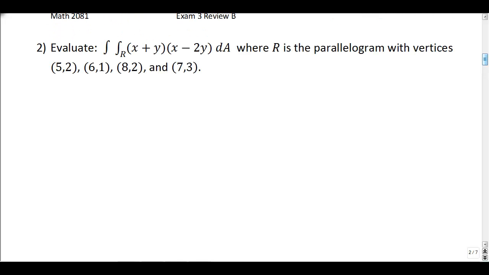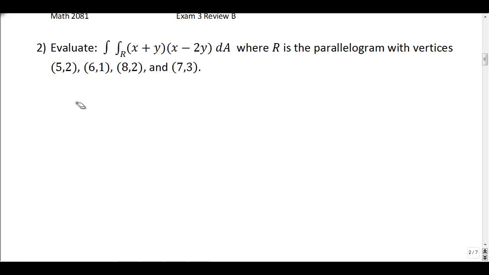Okay, we want to evaluate the double integral of x plus y times x minus 2y. It's an area integral where our region we're integrating over is a parallelogram with vertices 5, 2, 6, 1, 8, 2, and 7, 3. So let's sketch this out here. So let's go here, let's say somewhere out here.